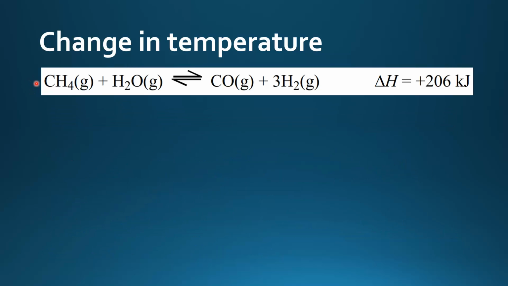Here we have another example. This is methane reacting with water as a gas to form carbon monoxide and hydrogen gas. And the delta H for this reaction is positive 206 kilojoules. Because the enthalpy change is positive, that means the forward reaction is an endothermic reaction.